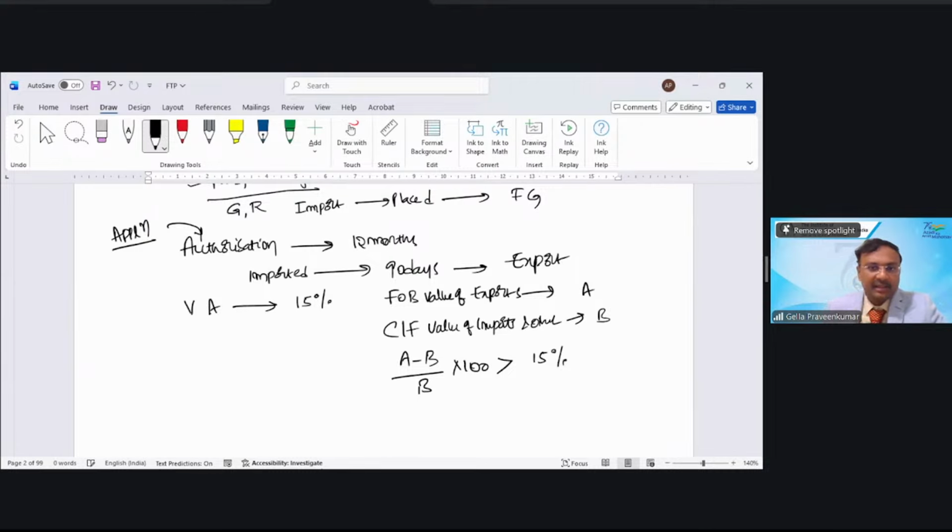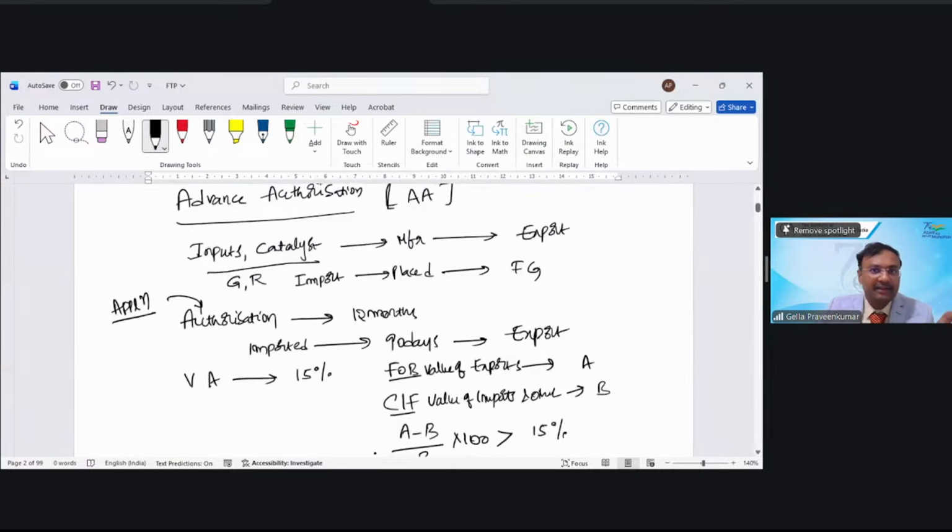Minimum 15%. Now, please look at the terms I've used, FOB, CIF. When I talk about imports, it is cost, insurance, freight, all together. Valuation, Chapter 2, Section 14, when we have studied, we have various methods of valuation. The basic ingredient is cost, insurance, freight. But when I talk about exports, it is free on board, FOB value. So this (A minus B) divided by B should be a minimum of 15%. This is what I understand all together from advance authorization.